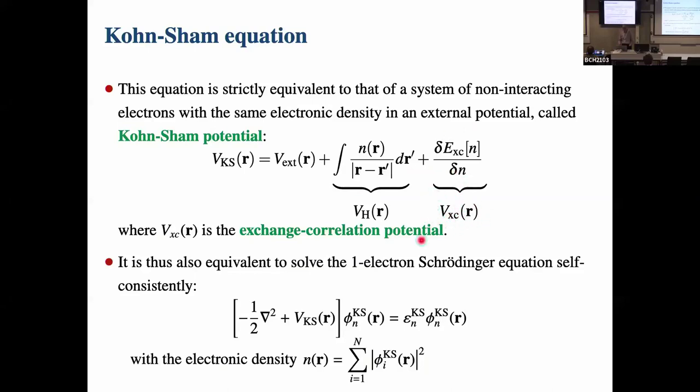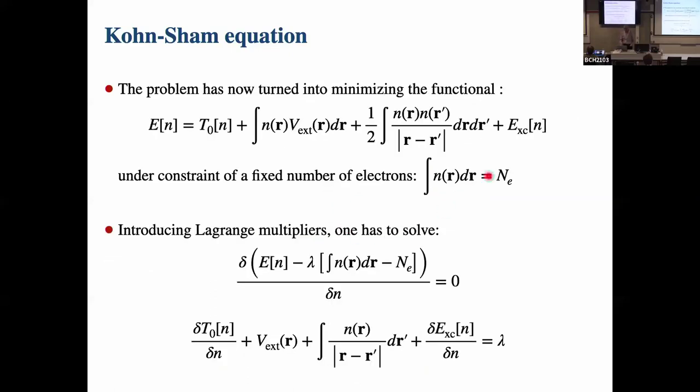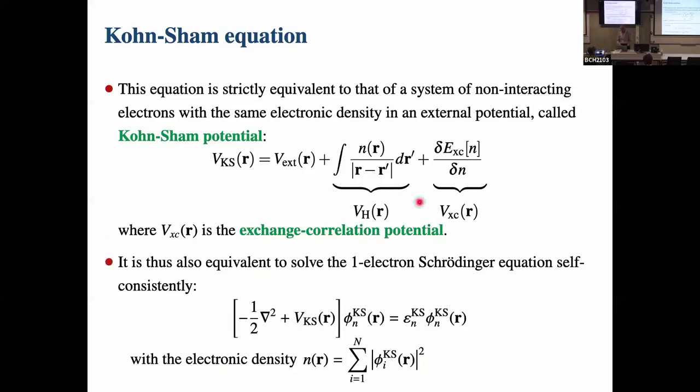Okay, and formally, minimizing the total energy under this constraint is exactly equivalent to solving this equation, the Schrödinger equation for one electron, with the density given by this. And again, there's a self-consistency problem because the Kohn-Sham potential includes the density.